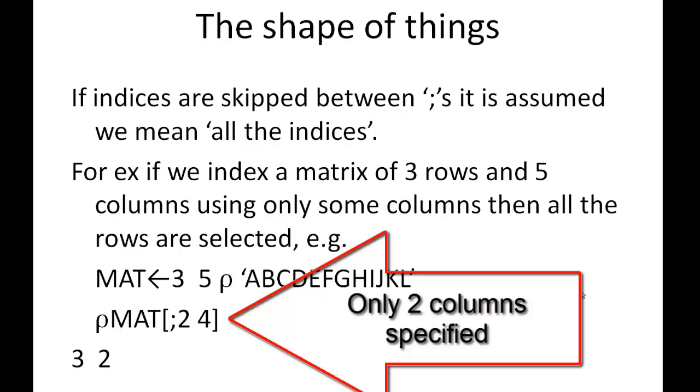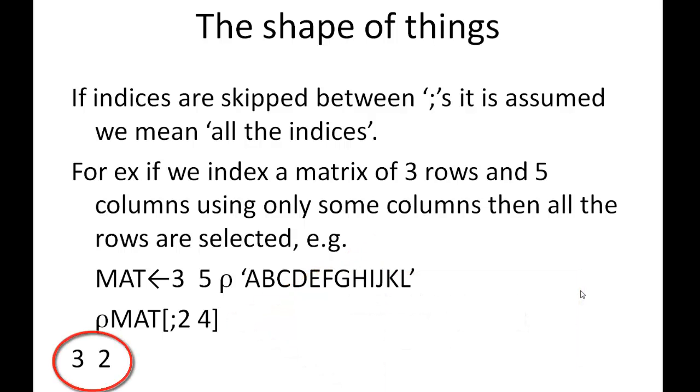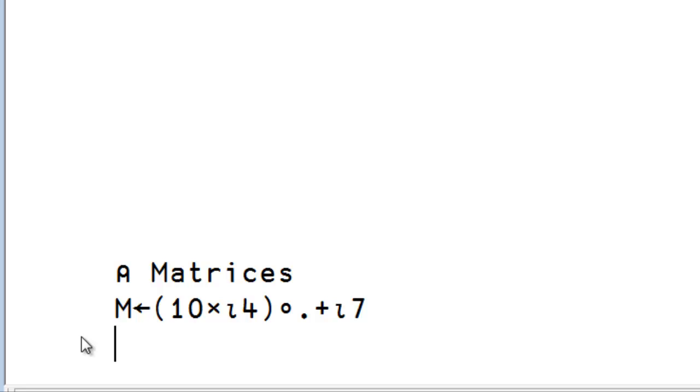For example, if we have a matrix 3 by 5 of these letters, and we only select columns 2 and 4, APL assumes that we are using every single row, so we end up with a 3 by 2 result. To index a matrix is very similar to indexing a vector. But instead of specifying only one set of indices, you have to specify 2. One for the rows and one for the columns.